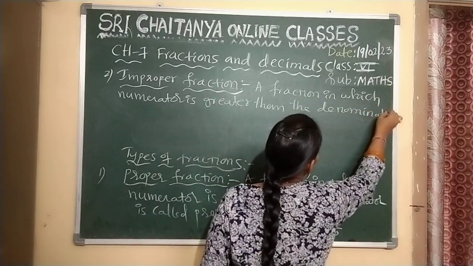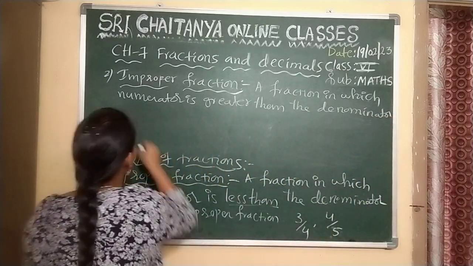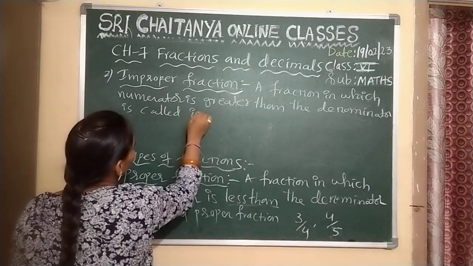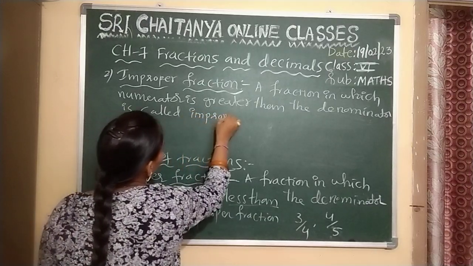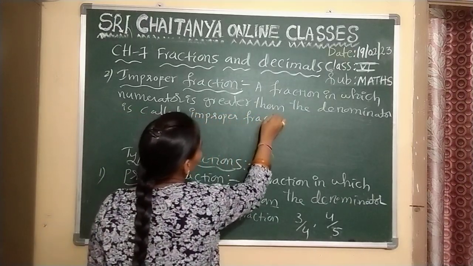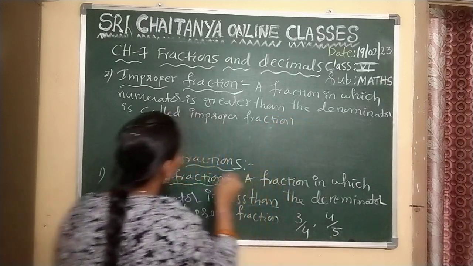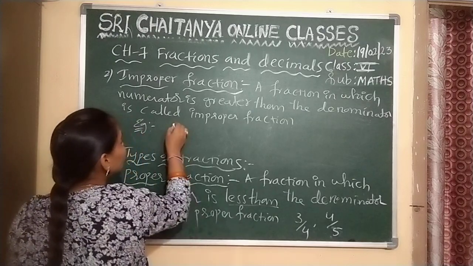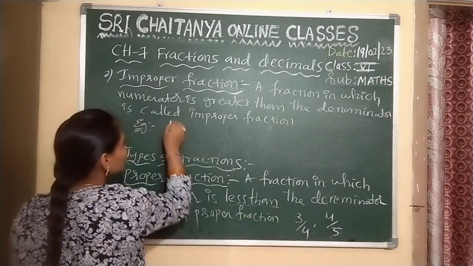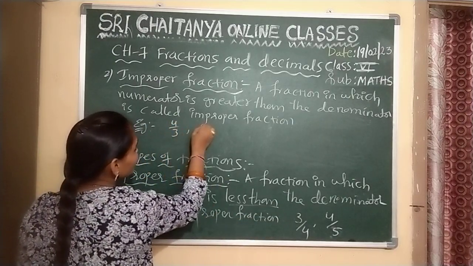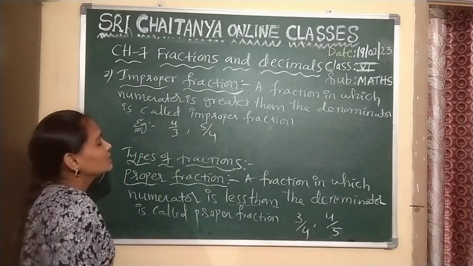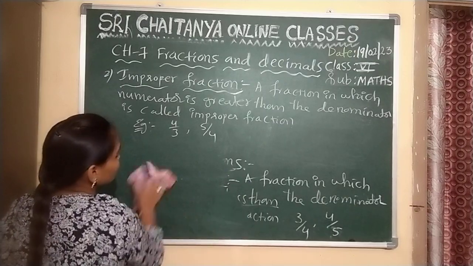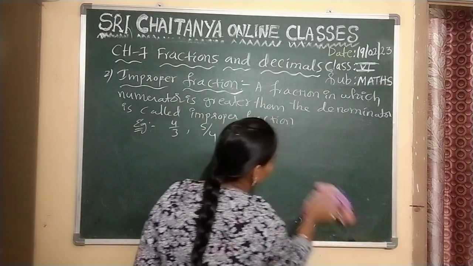A fraction where the numerator is greater than the denominator is called an improper fraction. Example: here the numerator is greater than the denominator. Take these fractions in reverse now: the numerator is greater than the denominator. This is an example of an improper fraction.